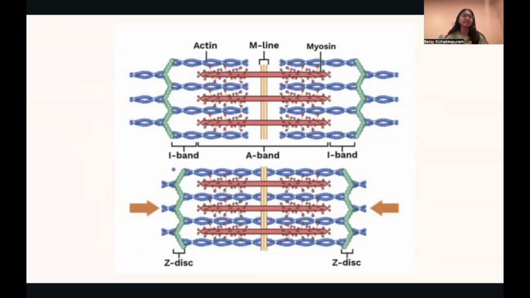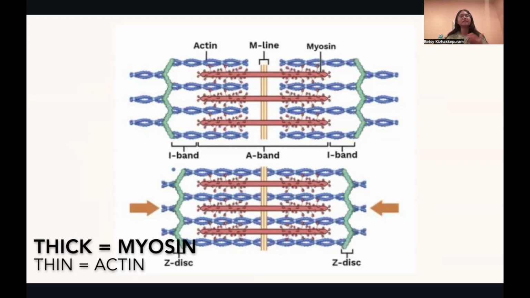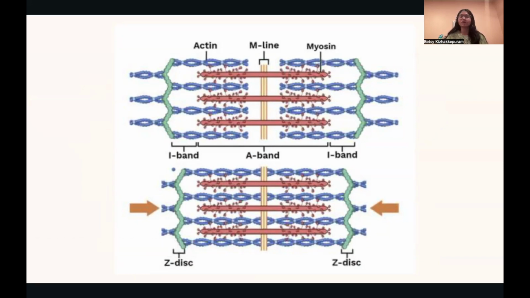There are also thick and thin filaments within the sarcomere. The thick filaments are called myosin, and the thin filaments are called actin, which also have a special troponin-tropomyosin complex attached to it, which I'll get into later. In the middle of this is the M line.